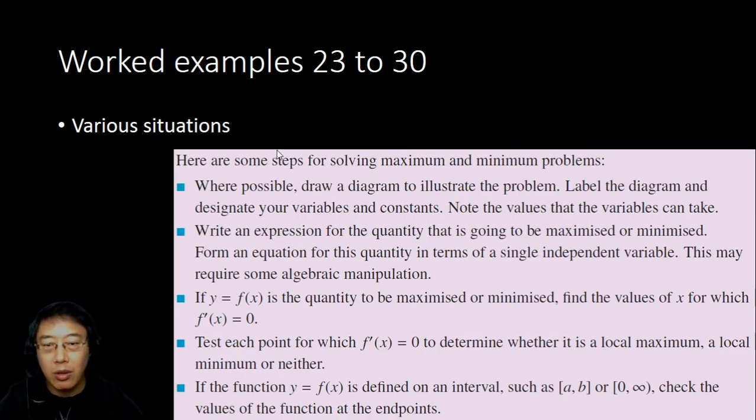So again, we're trying to apply the steps. The first 2 dot points are probably the ones you need to work out from the worked example. The rest is really calculus or algebra.